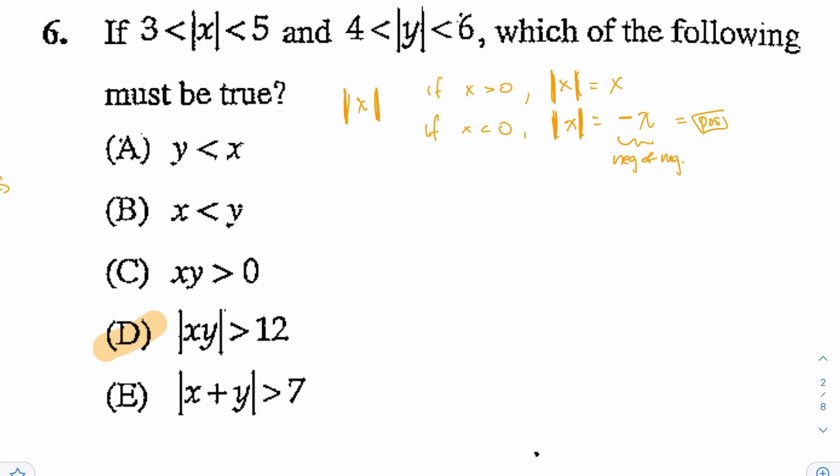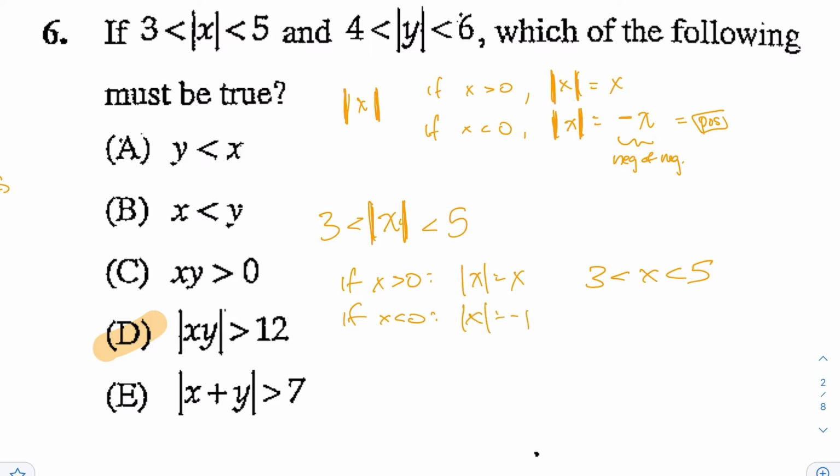So here, we know that the absolute value of x is between 3 and 5. So we don't know whether or not x is positive or negative. So we can actually come up with 2 choices. If x is positive, then the absolute value of x is just equal to x. The absolute value goes away. So you know that 3 is less than x, less than 5. But if x is negative, then the absolute value of x is equal to negative x. So that would be 3 is less than negative x, less than 5.